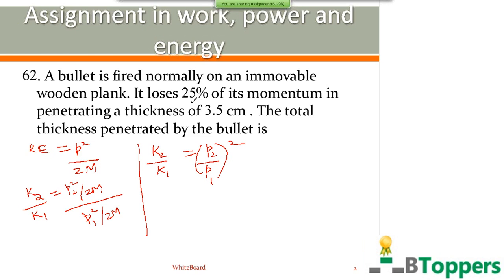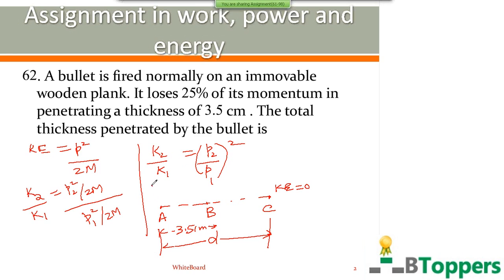It is given that the bullet loses 25% of its momentum in penetrating a thickness of 3.5 centimeters. Let us suppose the bullet penetrates from A to B inside the plank in the first 3.5 centimeter distance. Next, C be the position of the bullet where its velocity becomes 0 and kinetic energy becomes 0. Let D be the total thickness penetrated inside the plank.